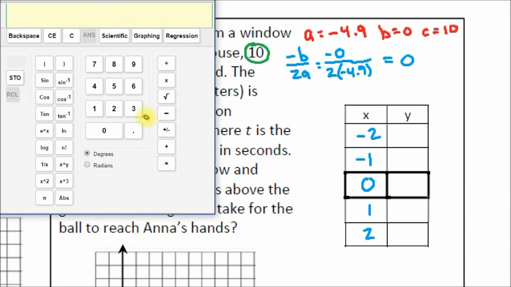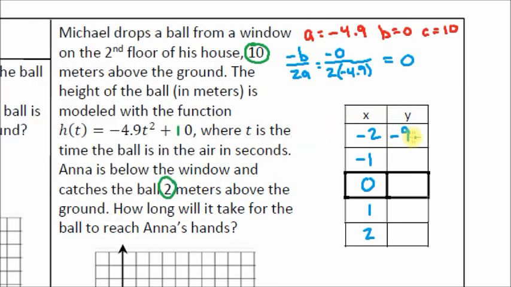My equation is negative 4.9, and the parentheses is for the t value. So parentheses, let's do the negative 2 first. And that's going to be squared plus 10. And our first answer is negative 9.6.